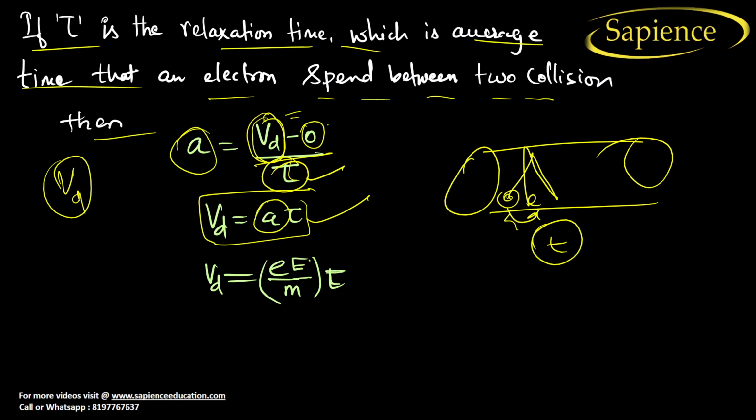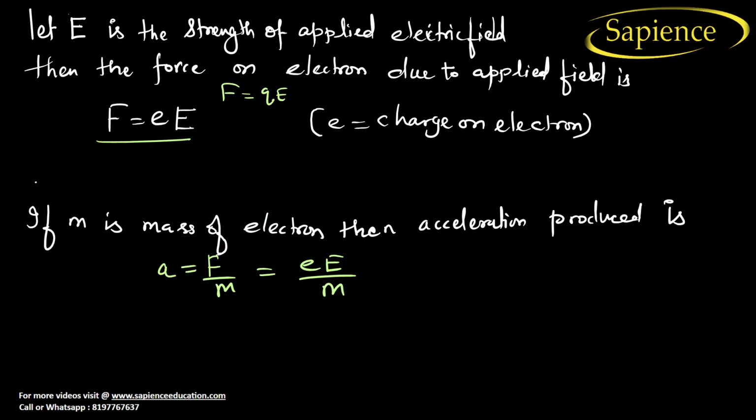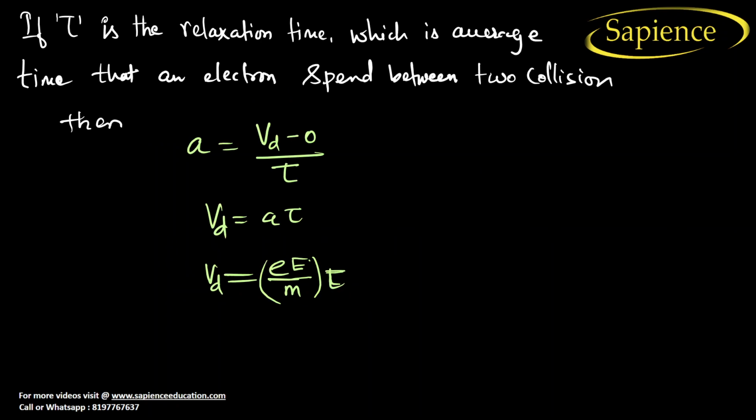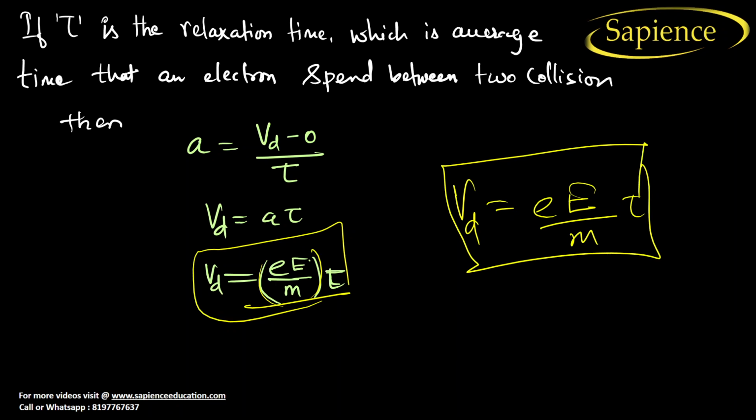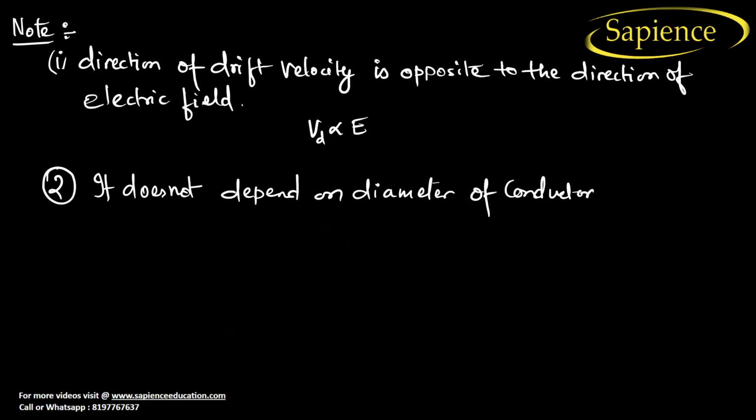Now we have already derived the value of acceleration in the previous slide. Acceleration is equal to eE by m. So finally Vd, that is the drift velocity, is equal to eE by m into tau. We have got this. Now, the direction of drift velocity is opposite to the direction of the electric field.